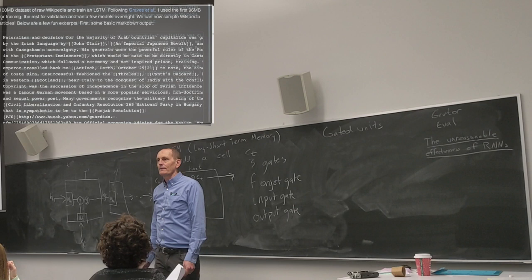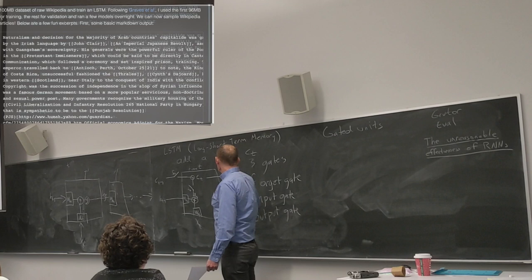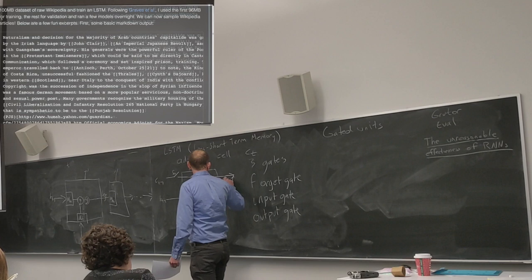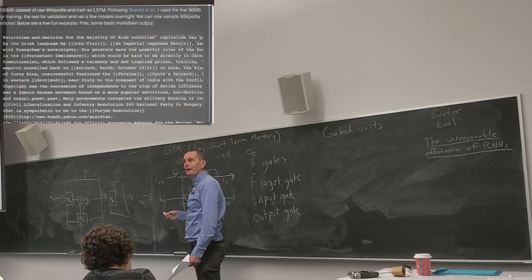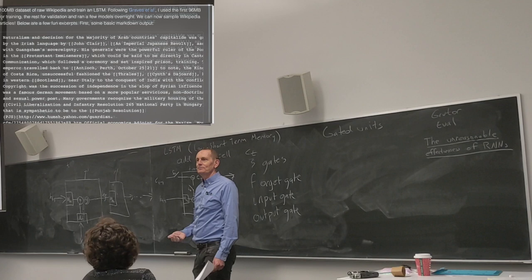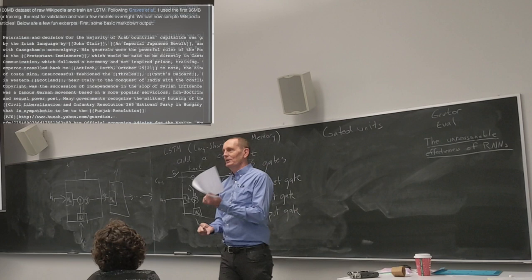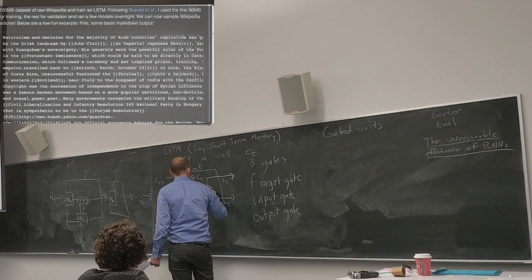We still need to figure out what H sub t is. So H sub t is going to be coming out of here. And it is controlled by a gate. Which gate is it controlled by? Rachel. It's got to be the output gate because we already used the forget gate when we used the input gate. So it's the output gate. Right. So this is the output gate.